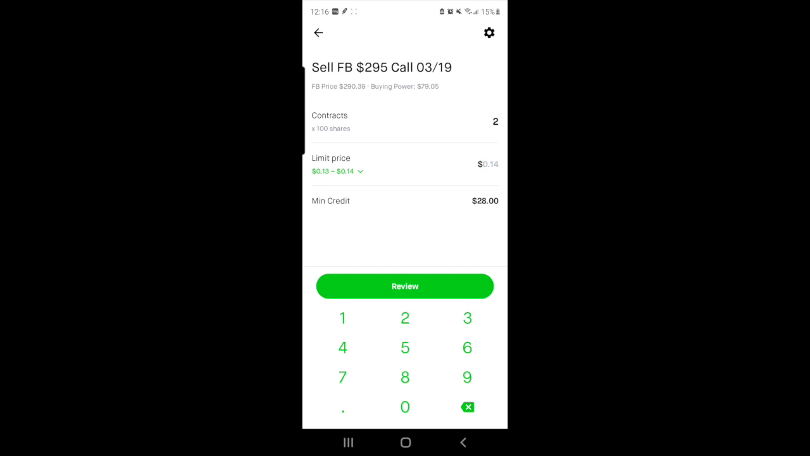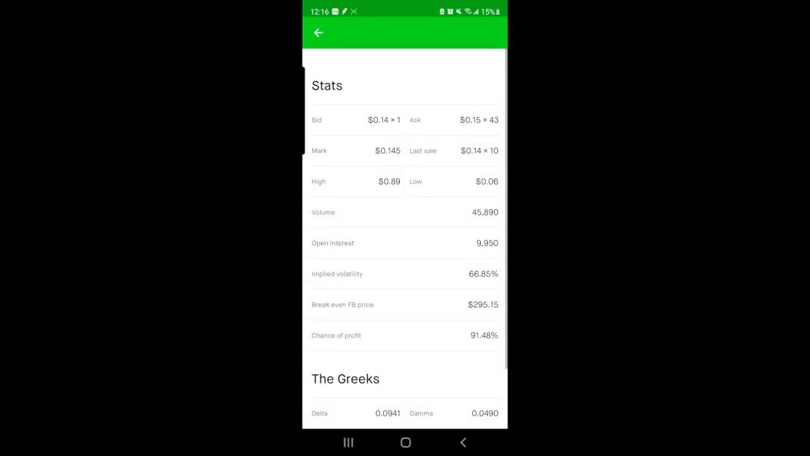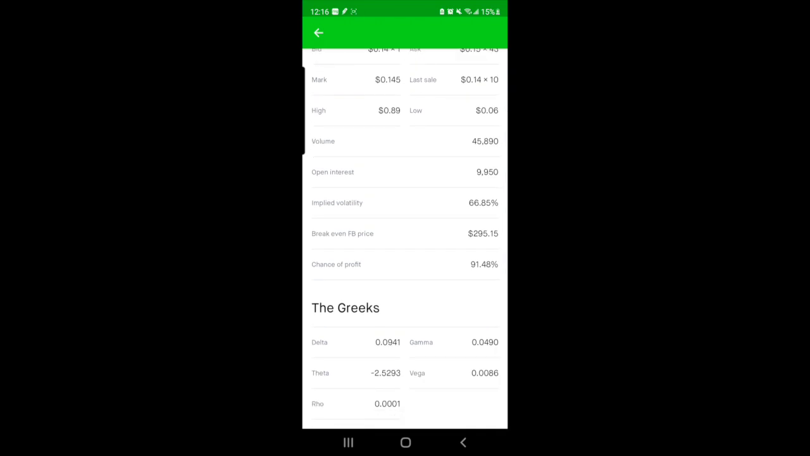So right now I have 14. If it doesn't go through, you can change it to 12 or you can change it to 11 cents. And as you see, the price has gone up to 15 over here where you see the limit price area. Also, when you hit this limit price, you also see your Greeks. So every dollar that I'm in this trade, I'll be making $9.